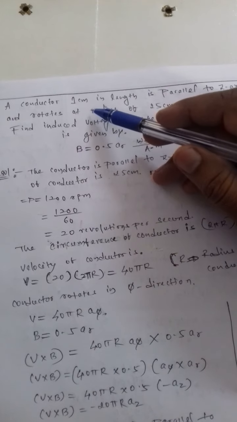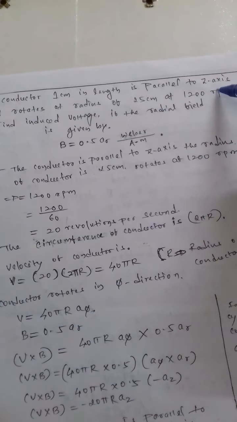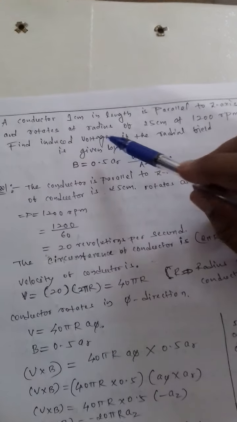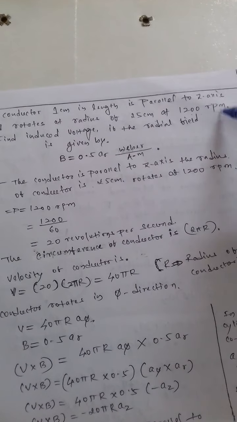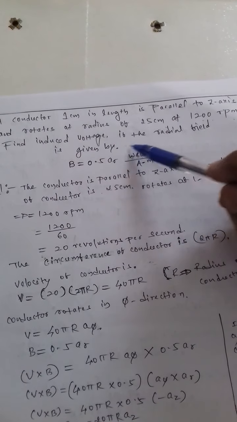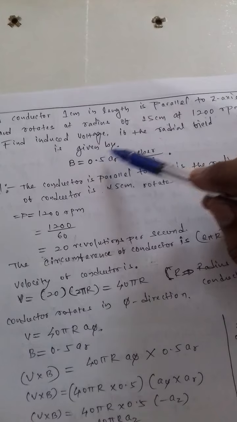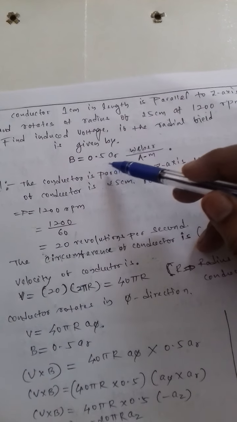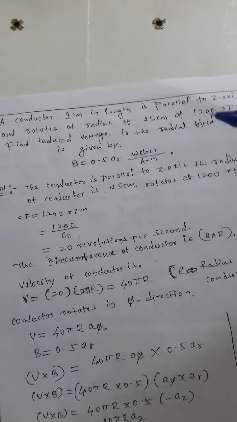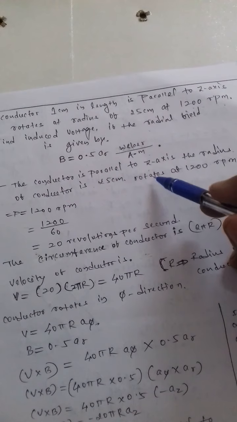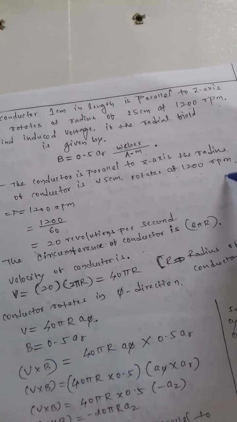A conductor 1 centimeter in length is parallel to z-axis and rotates at a radius of 25 centimeter at 1200 rpm. Find the induced voltage if the radial field is given by B is equal to 0.5 aρ Weber per meter squared. The conductor is parallel to z-axis. The radius of the conductor is 25 centimeter, rotates at 1200 rpm.